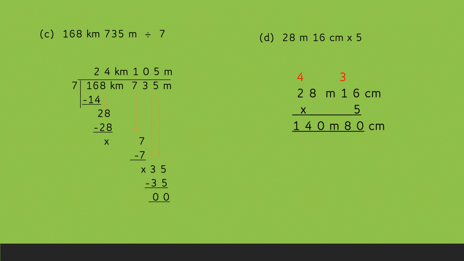5 8s are 40. Write 0 in the answer part and 4 as carry. 5 2s are 10. 10 plus 4 is 14. So meter part you will get 140. So total answer is 140 meter 80 centimeter.